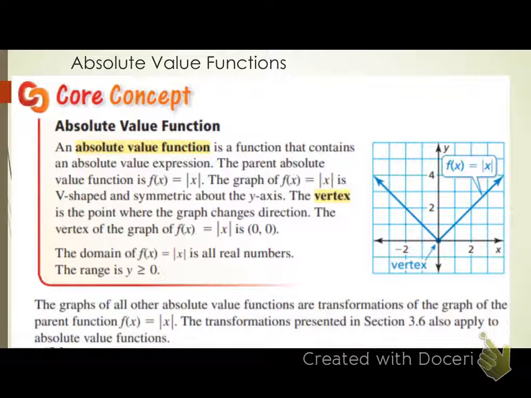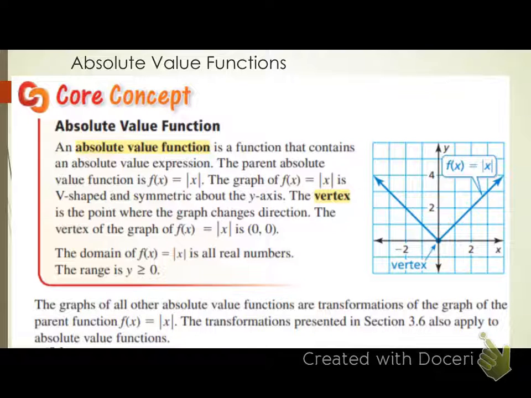And a little note at the bottom. The graphs of all other absolute value functions are transformations of the graph of the parent function f of x equals the absolute value of x. Just like all my other linear functions were transformations of f of x equals x. Y'all remember that from the past 2 days? So if I have anything being multiplied by my absolute value, divided by it, added to it, subtracted from it, anything being multiplied inside, added to or subtracted from inside, that's going to be a transformation of my parent function.